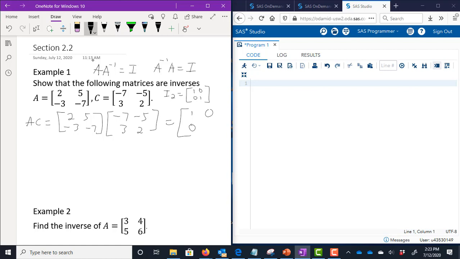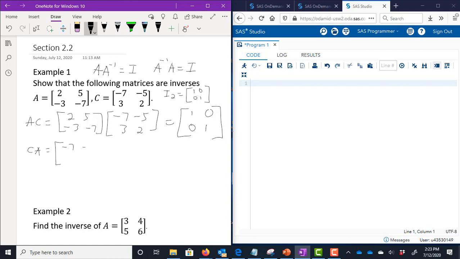And then negative 3 times negative 5 would be positive 15, plus negative 7 times 2, which is negative 14. So 15 minus 14 will give us a value of 1. Okay. So far it appears like C is the inverse of A. Now we need to try the other direction: C times A. Again, just to make sure that they were inverses.